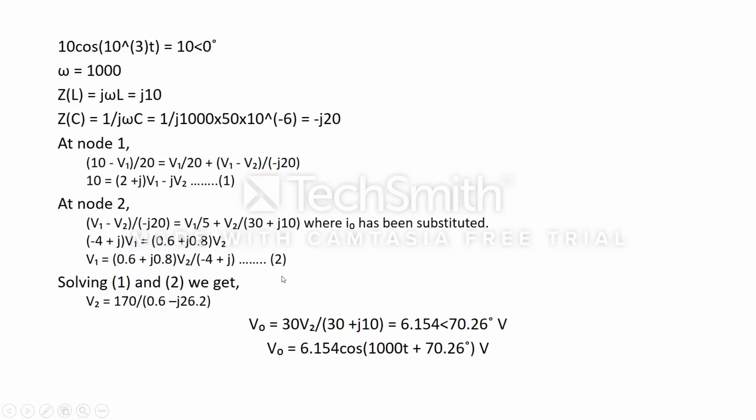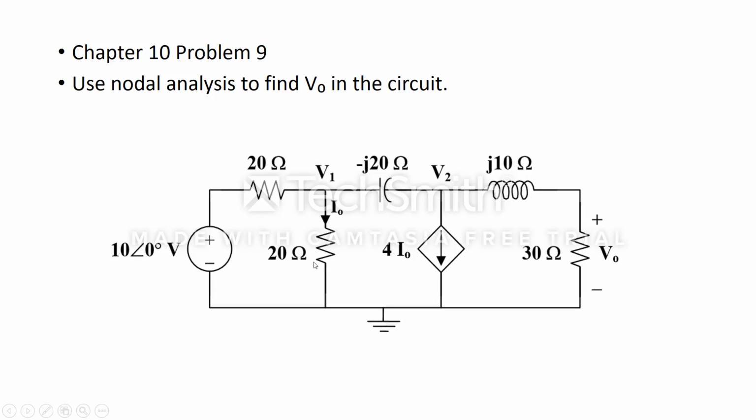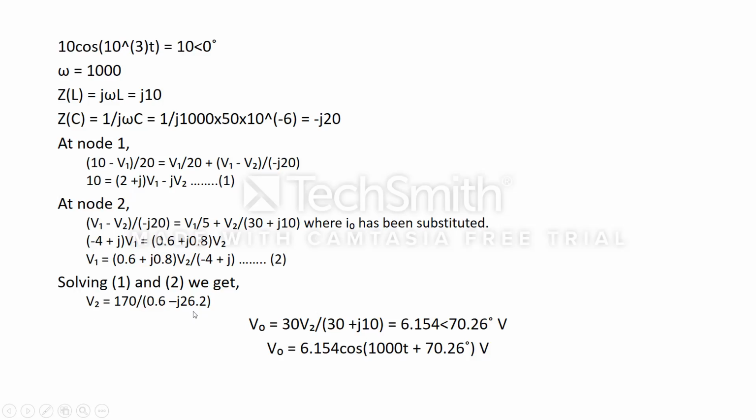Since we have two equations in two variables, we can solve these two to get the values of V1 and V2. And since we need only V2 in the case of V0, we just get V2 as 170 by (0.6 minus j26.2).